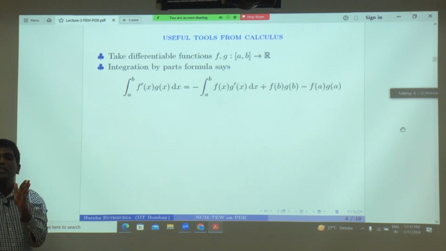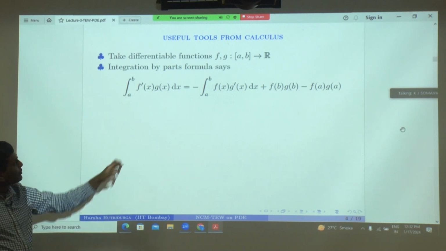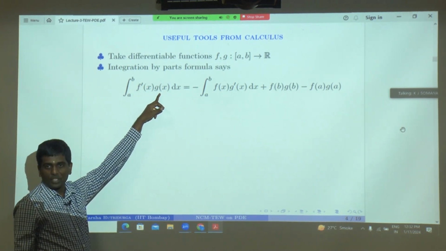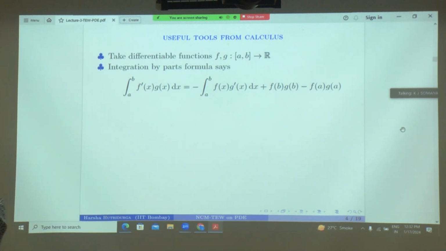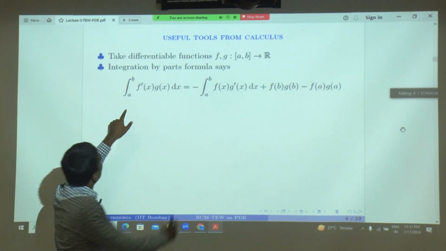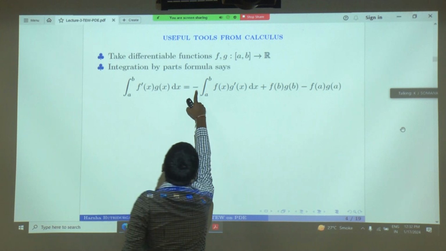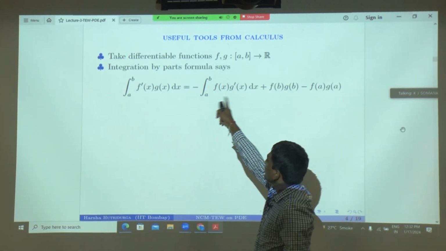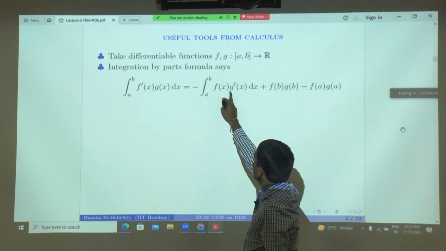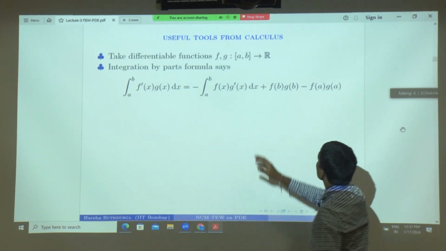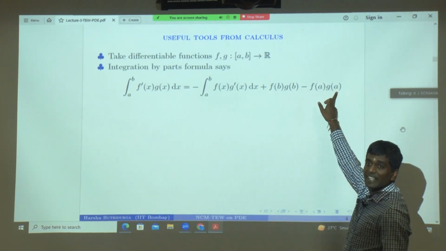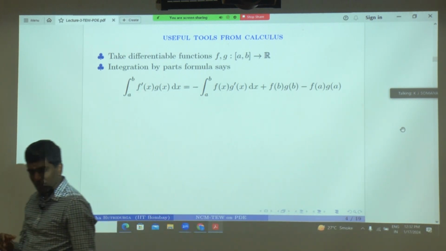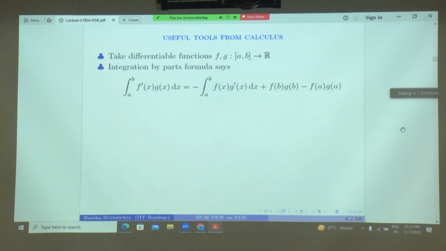You are given two functions on the interval [a, b]. You take the derivative of one function and multiply by the other function. So if you integrate f prime g on [a, b], this should be equal to the negative of the integral over [a, b] of f times g prime. You see, you have just thrown the derivative onto the other guy. That brings in this minus 1. And then these are evaluations at the endpoints of your interval of integration. So this is known as the integration by parts formula.